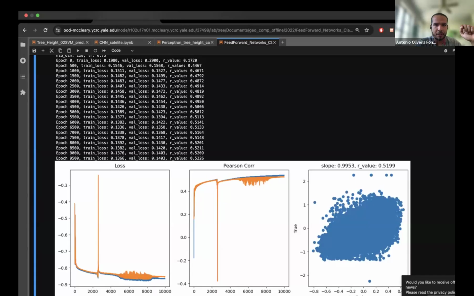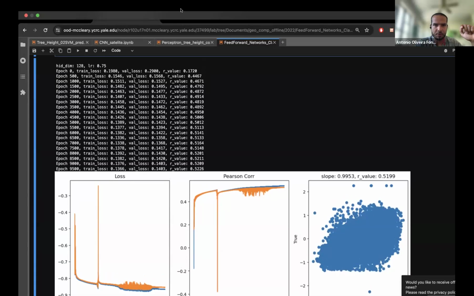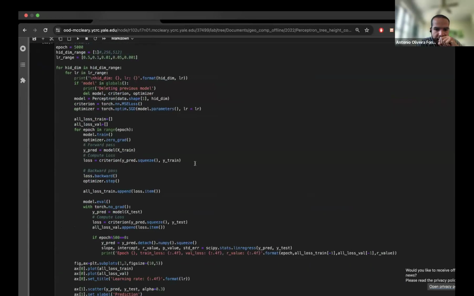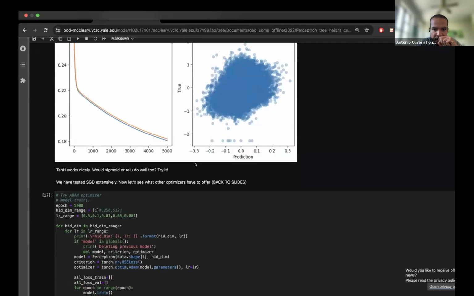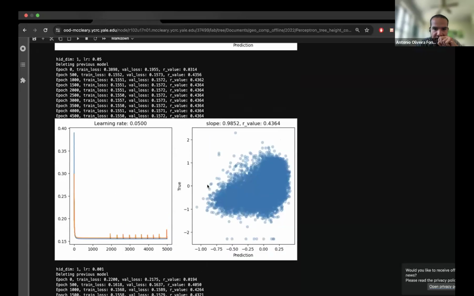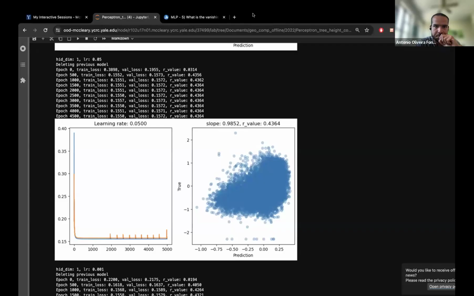I think the best model that was performing using the perceptron was something around 0.43 or so. Yeah, 0.43. So that's essentially our reference now.